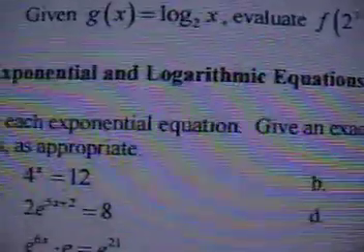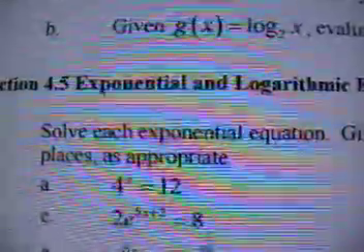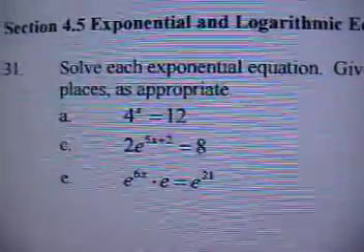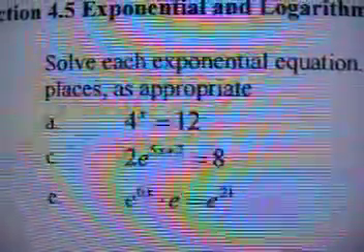That was a good one to do when the base had a number in it, where the base is 4 to the x. In 31c is the next one. There's a base of e this time. 2e to the 5x plus 2 equals 8. Well, first that 2 is kind of in the way.